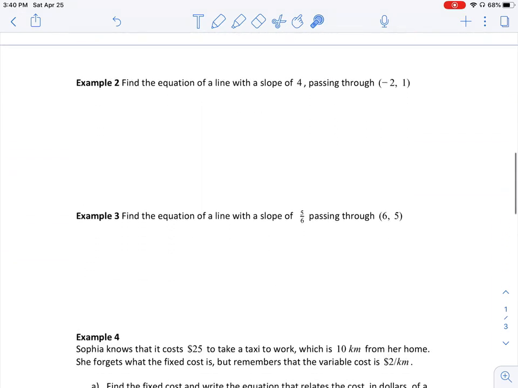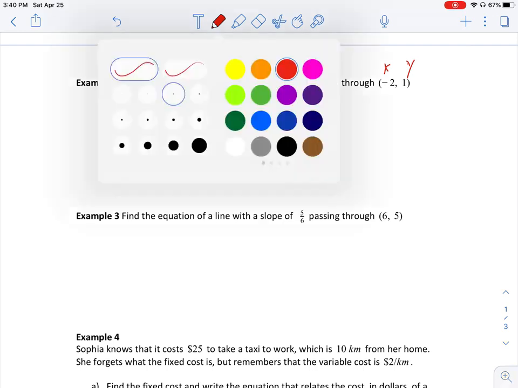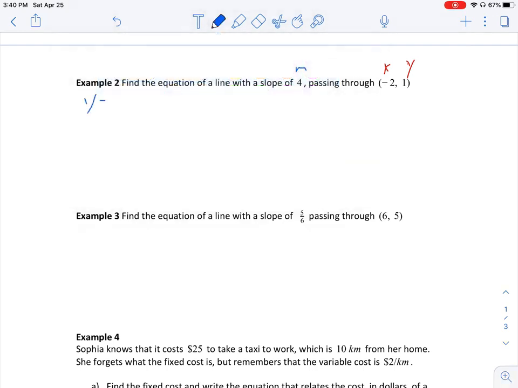Second example, find the equation of a line with a slope of 4 passing through the point of -2 and 1. Well, our slope is here. Our point, we have an x and a y. Okay, let's plug it into the equation. So we have y equals 4x plus b. We're trying to find that y-intercept. My y value is 1, so 1 is equal to 4 multiplied by -2 plus b.